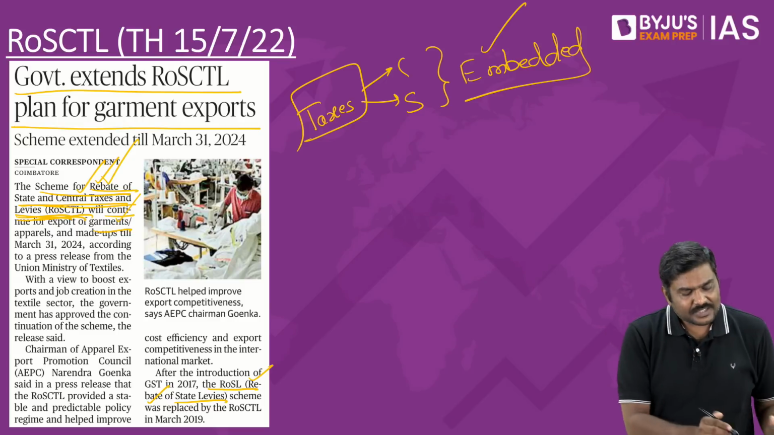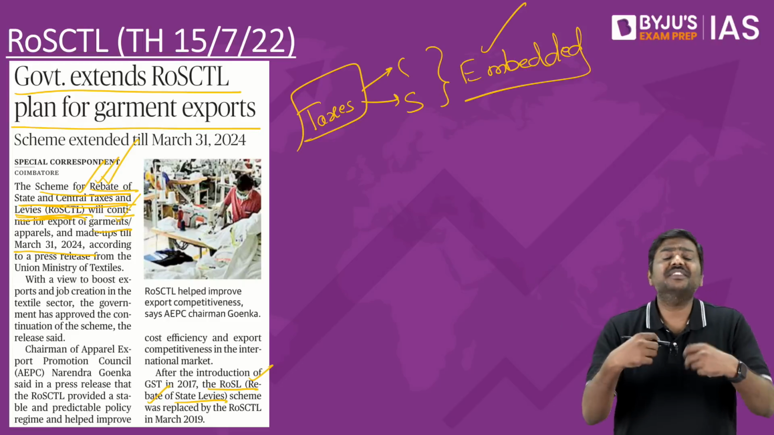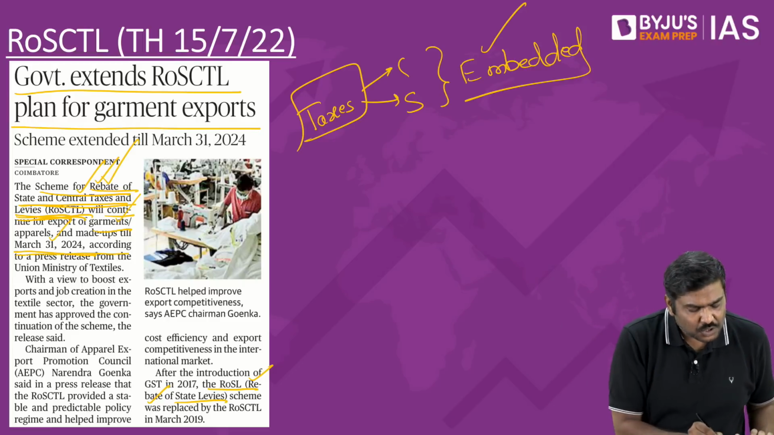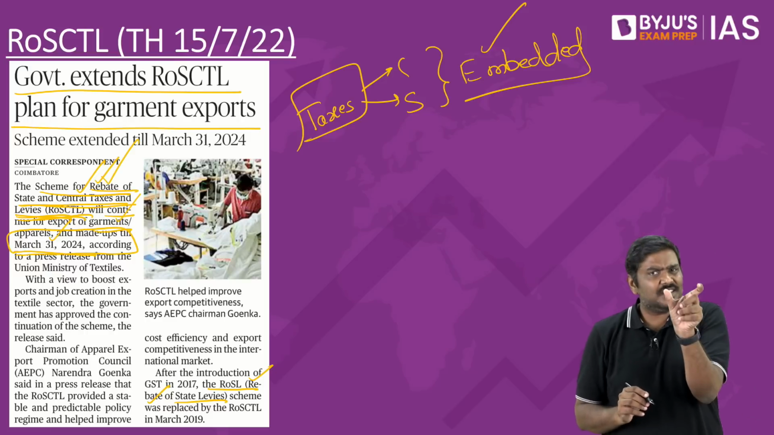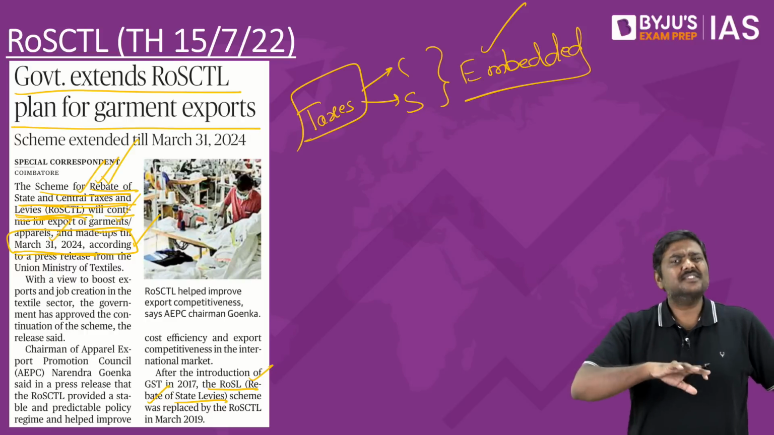Now the government of India has announced that the benefits under this particular scheme will continue to be paid till the 31st March 2024. That is just the information that you need to pick up. Apart from this, the concept remains the same.